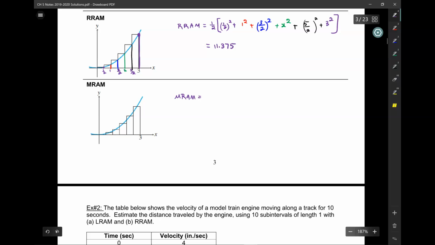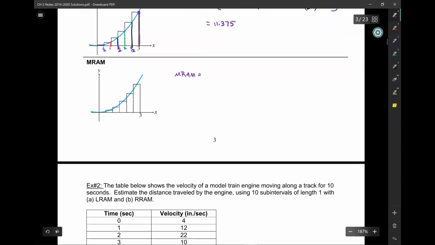For MRAM, I now want the midpoint of each interval. So if each interval goes from 0 to 1/2, now it's the quarters. So this is 1/4, 3/4, 5/4, 7/4, 9/4, 11/4. So for each rectangle, it's going to be the base of 1/2 times that f of the midpoint.